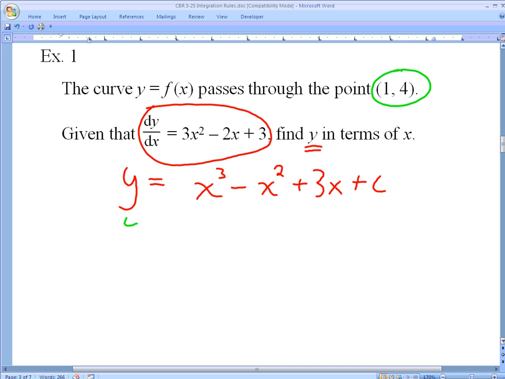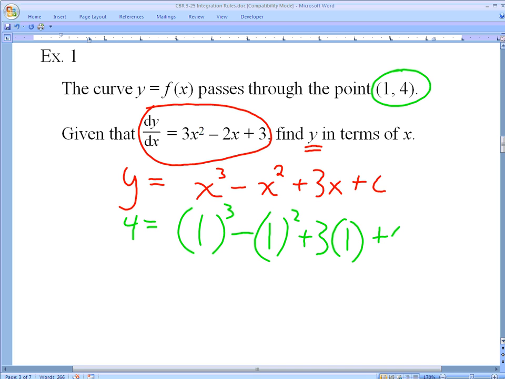So y is going to be equal to 4. Our x is 1, so I plug that in. We have 1 cubed minus 1 squared plus 3 times 1 plus our c. Well, 1 cubed is 1, as is 1 squared, and they're subtracting, so those cancel out. And then I get 4 equals 3 times 1, or 3, plus c. Subtract 3 from both sides, and I get c equals 1.